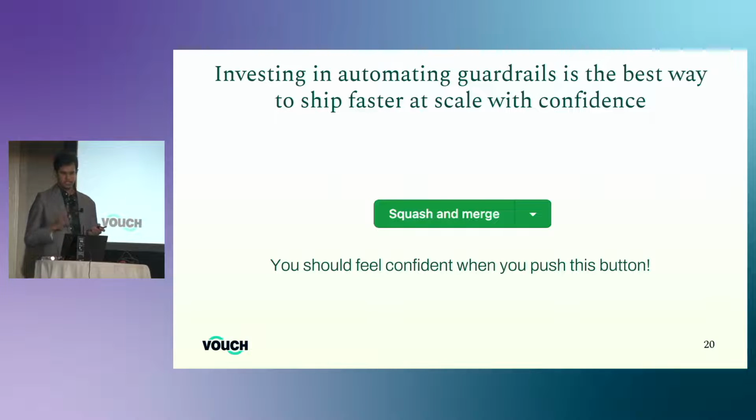So investing in automating guardrails, if you don't get the point already, is the best way to ship faster at scale with confidence. And I think the way to gauge if your organization has this is that when you hit that green squash button in GitHub or GitLab or whatever, you should feel very confident that your change is going to do exactly what you think it will do at that point. If you don't have that, then of course there's work to be done. And even for Vouch, there's always work to be done, as the scope of what we're doing grows more and more ambitious.